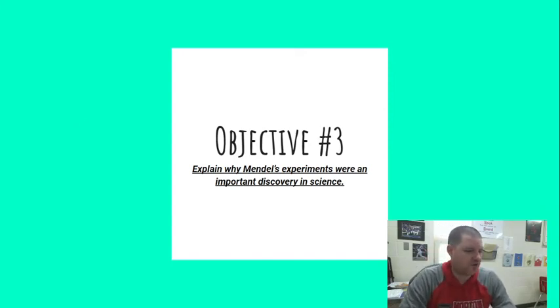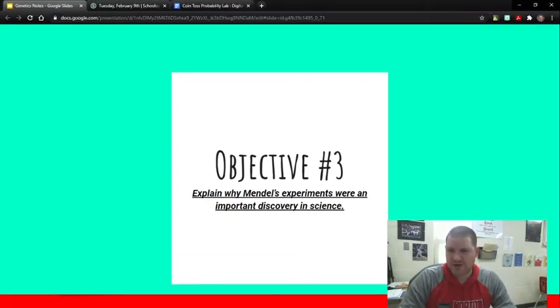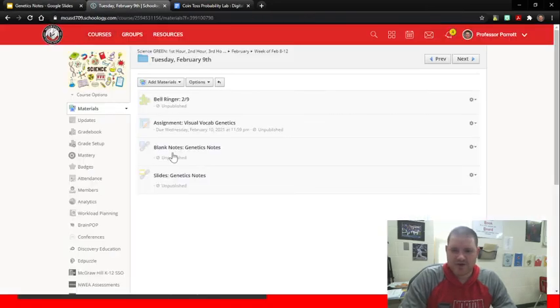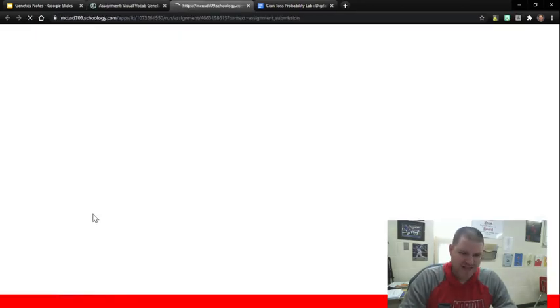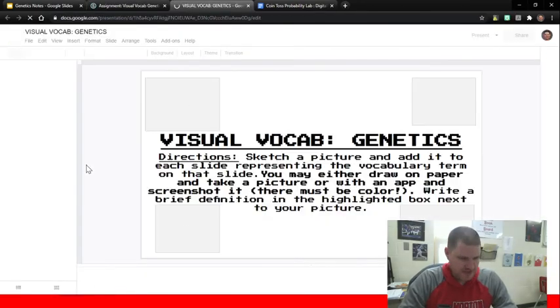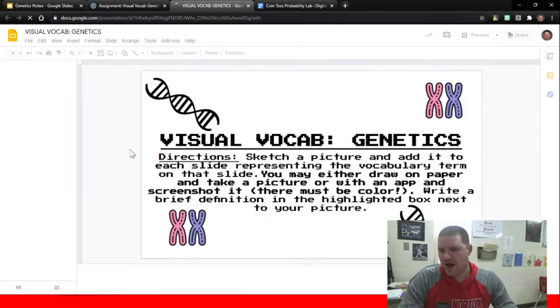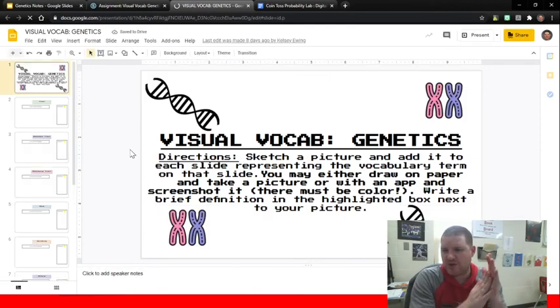Now, what you're going to do with those vocabulary terms is that we're going to add some visuals to that. I just need to exit out of it to go in here. So we got an assignment called Visual Vocab. You need to open this up. It's a slides assignment to go along with it. And here are the directions that go with it.